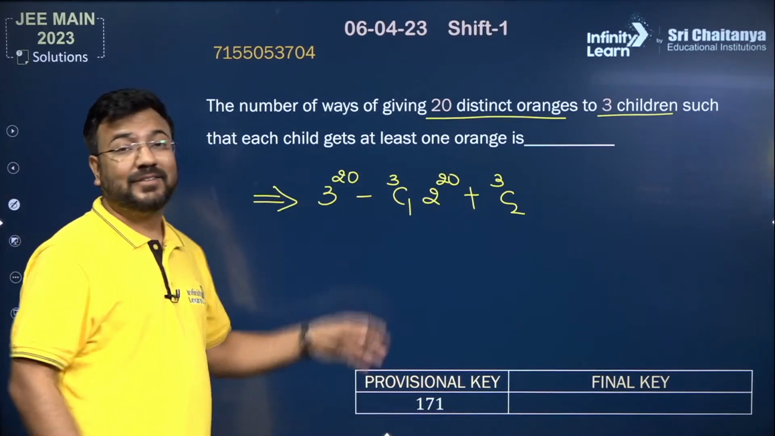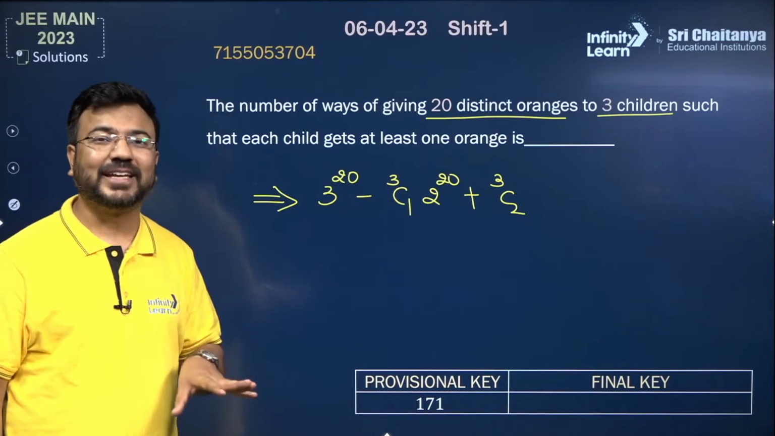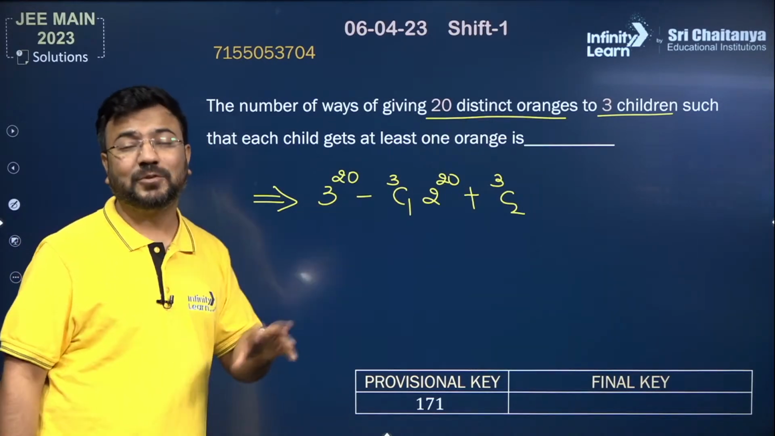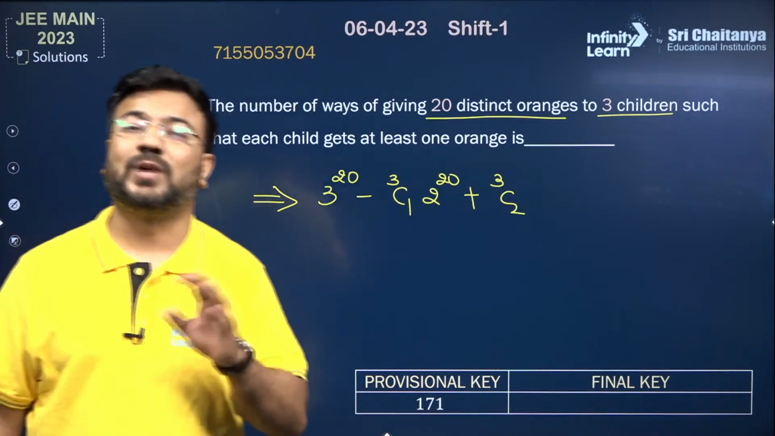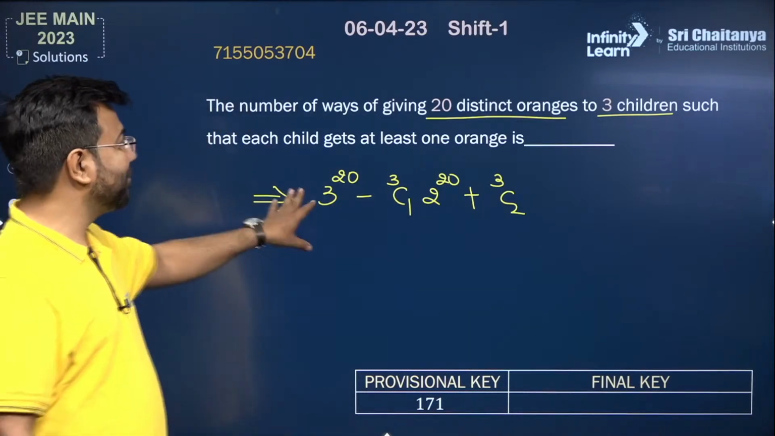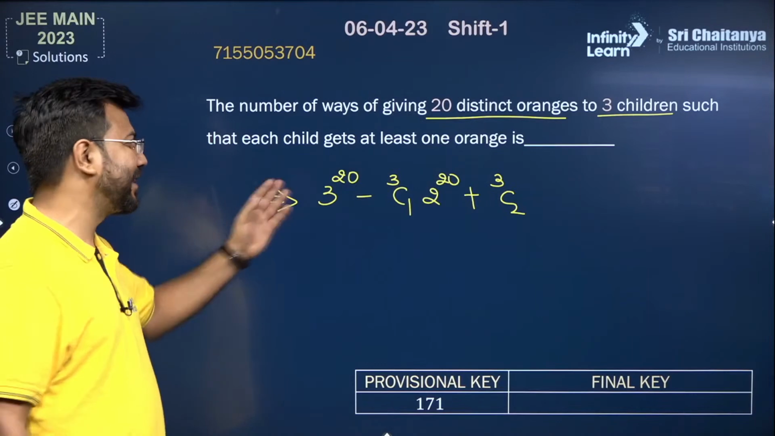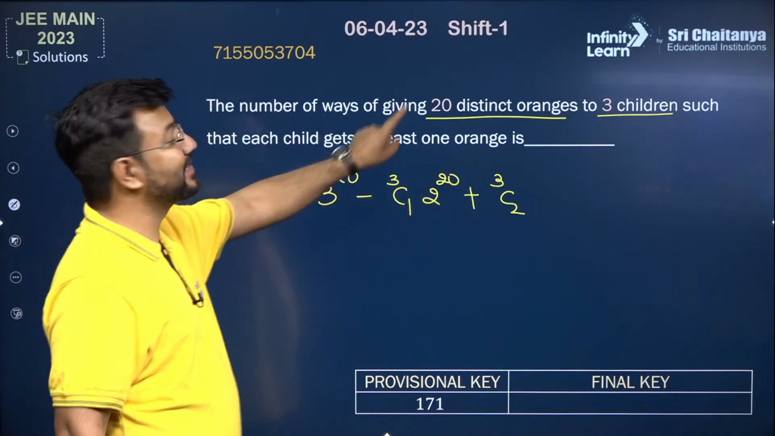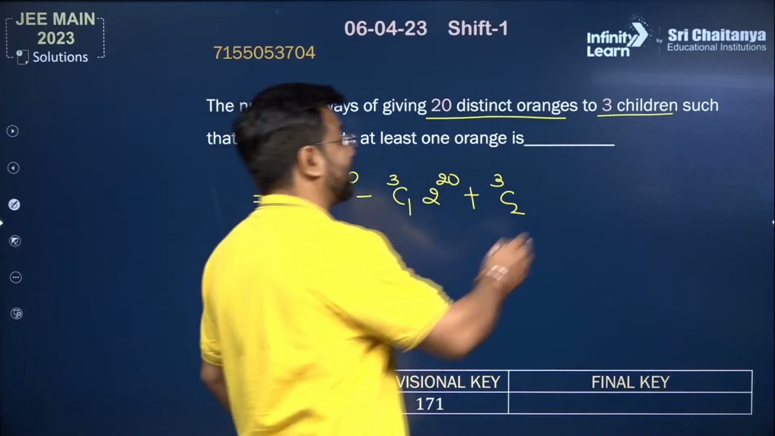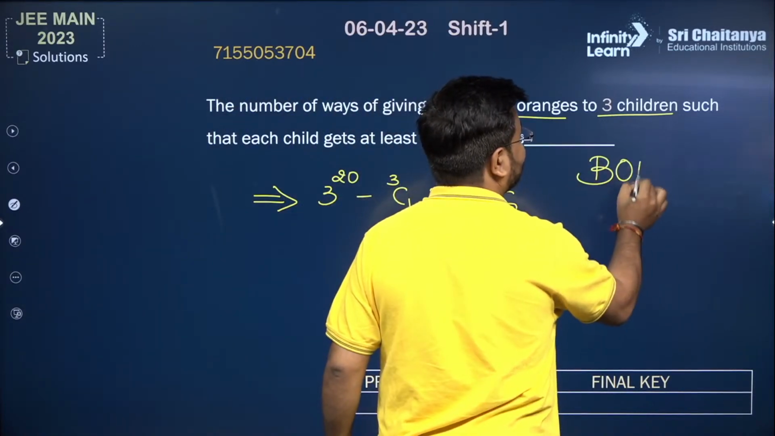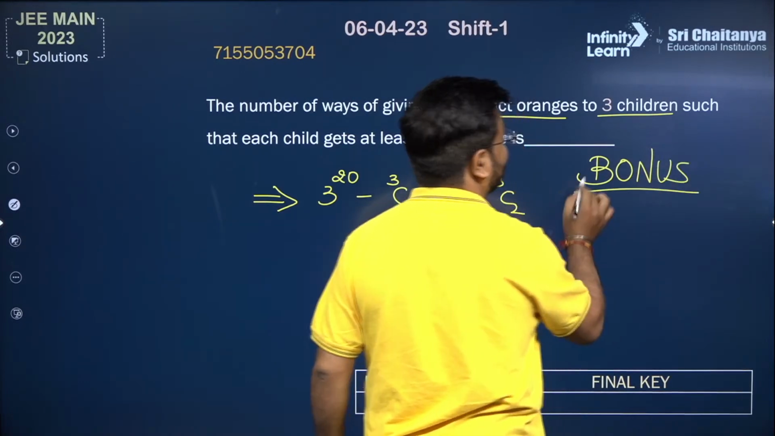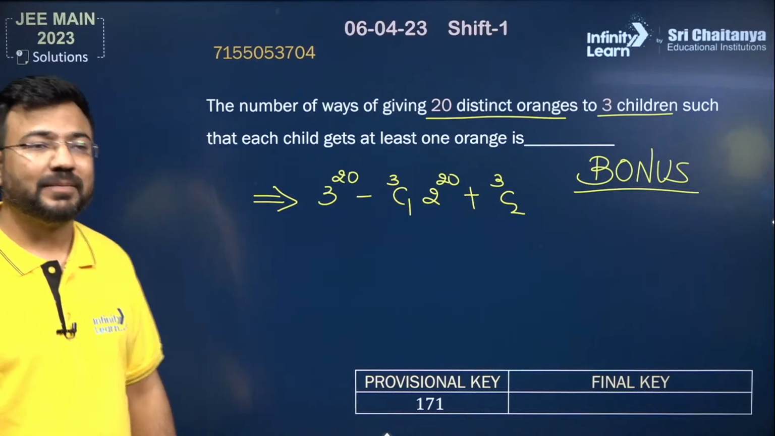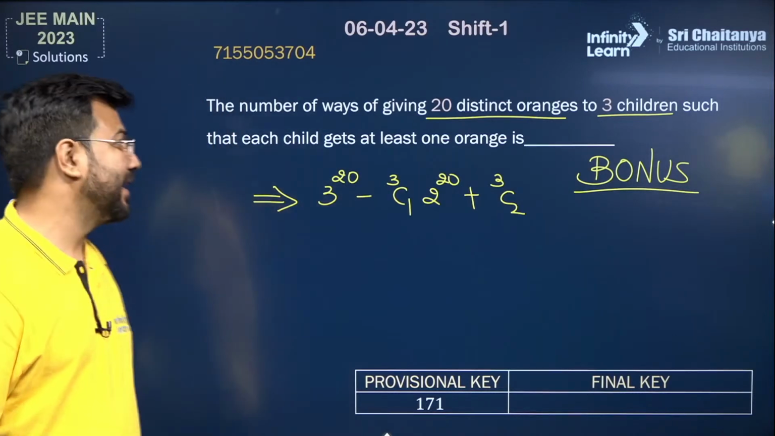You all know that 3 raised to the power 20 is very highly calculative. I'm not solving it, but if it were 2 raised to the power 10, which is 1024, it would be easier for us to deal with this question. But right now it is not easy, so this is also a bonus question. Whether you have attempted it or not, this question will be considered a bonus question. I hope you are able to understand how we got the answer of this question.